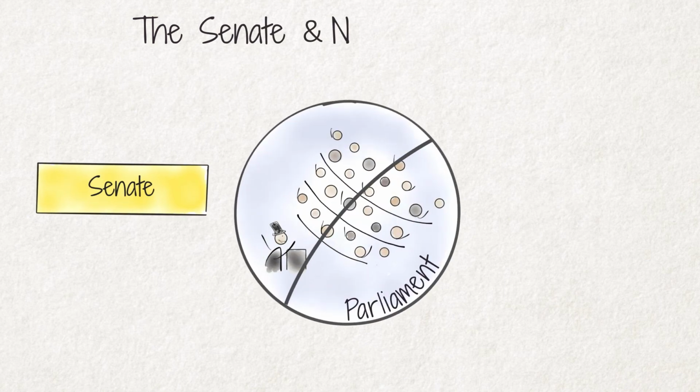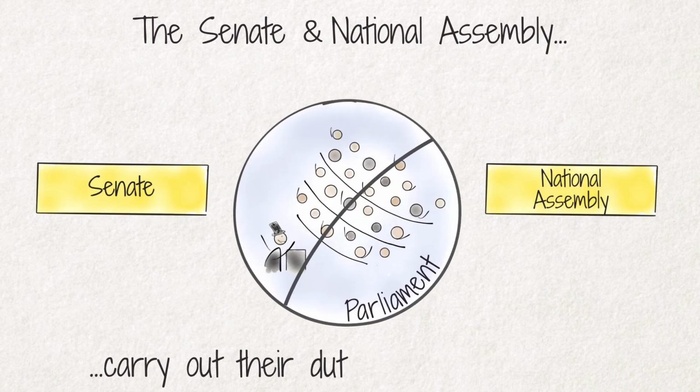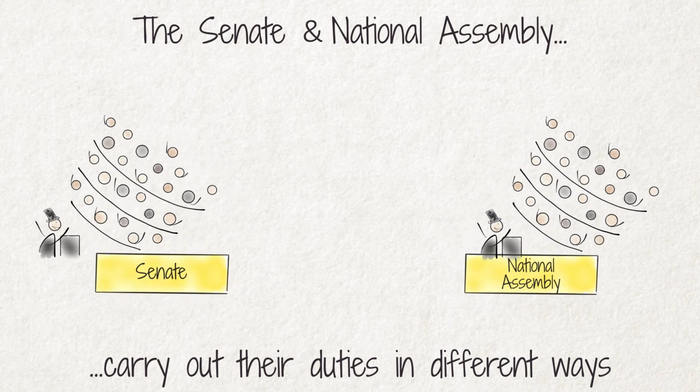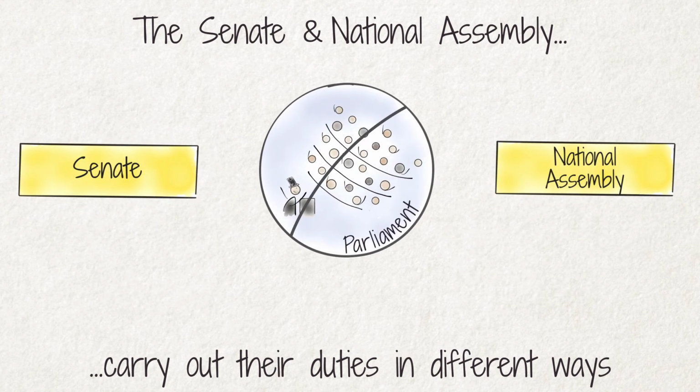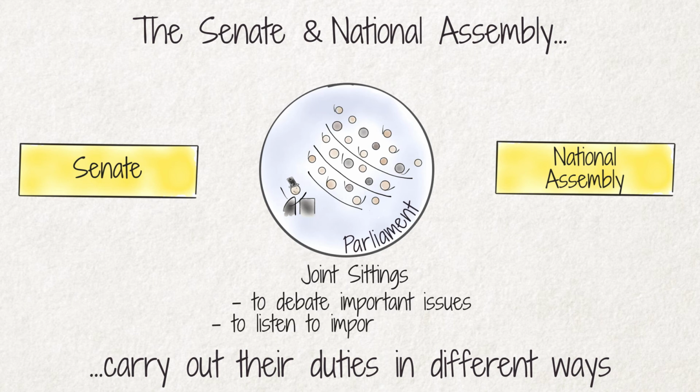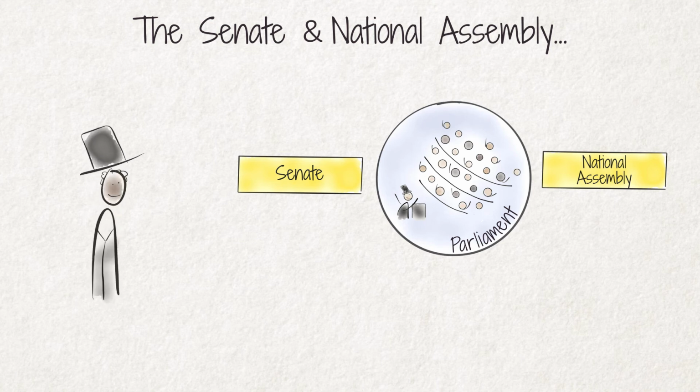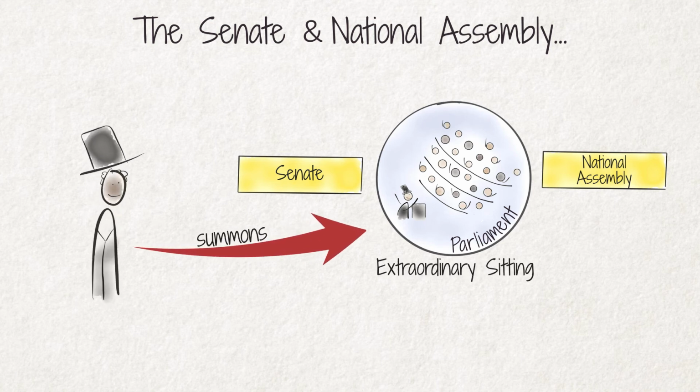The Senate and the National Assembly carry out their duties in different ways. Each house meets in its own plenary session to pass legislation and debate issues. In extraordinary circumstances, the Senate and the National Assembly can meet in joint sittings to debate important issues of the day or to listen to important speeches. Beyond these regularly scheduled plenary sessions, the President may at any time summon Parliament for an extraordinary sitting.